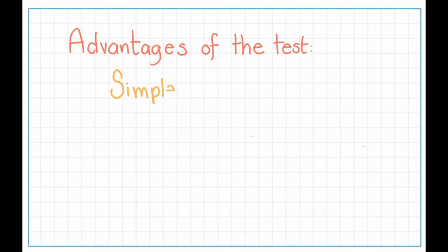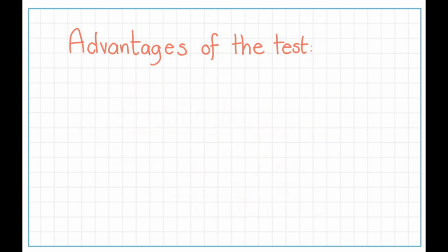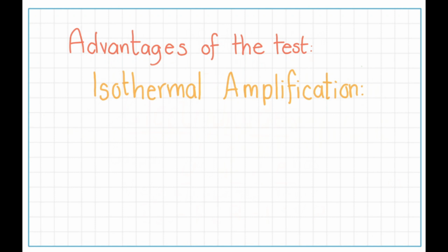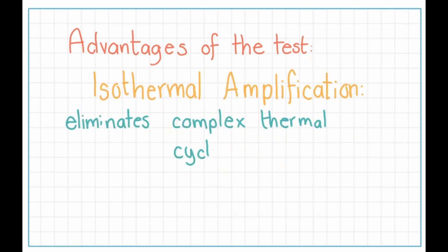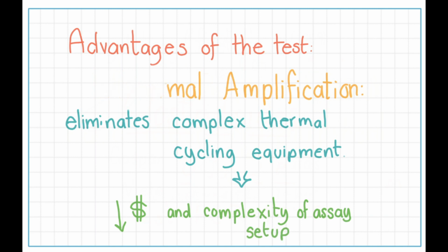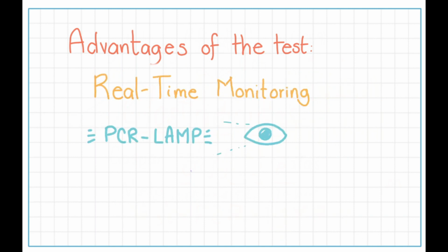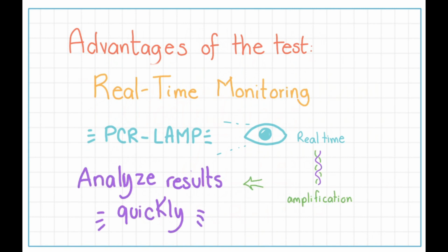It also has a simple protocol and can be performed using basic laboratory equipment, making it accessible to a wide range of laboratories. It's an isothermal amplification that eliminates the need for complex thermal cycling equipment, reducing the cost and complexity of the assay setup. Finally, it has real-time monitoring of amplification, enabling researchers to track the progress of the reaction and analyze results more quickly.